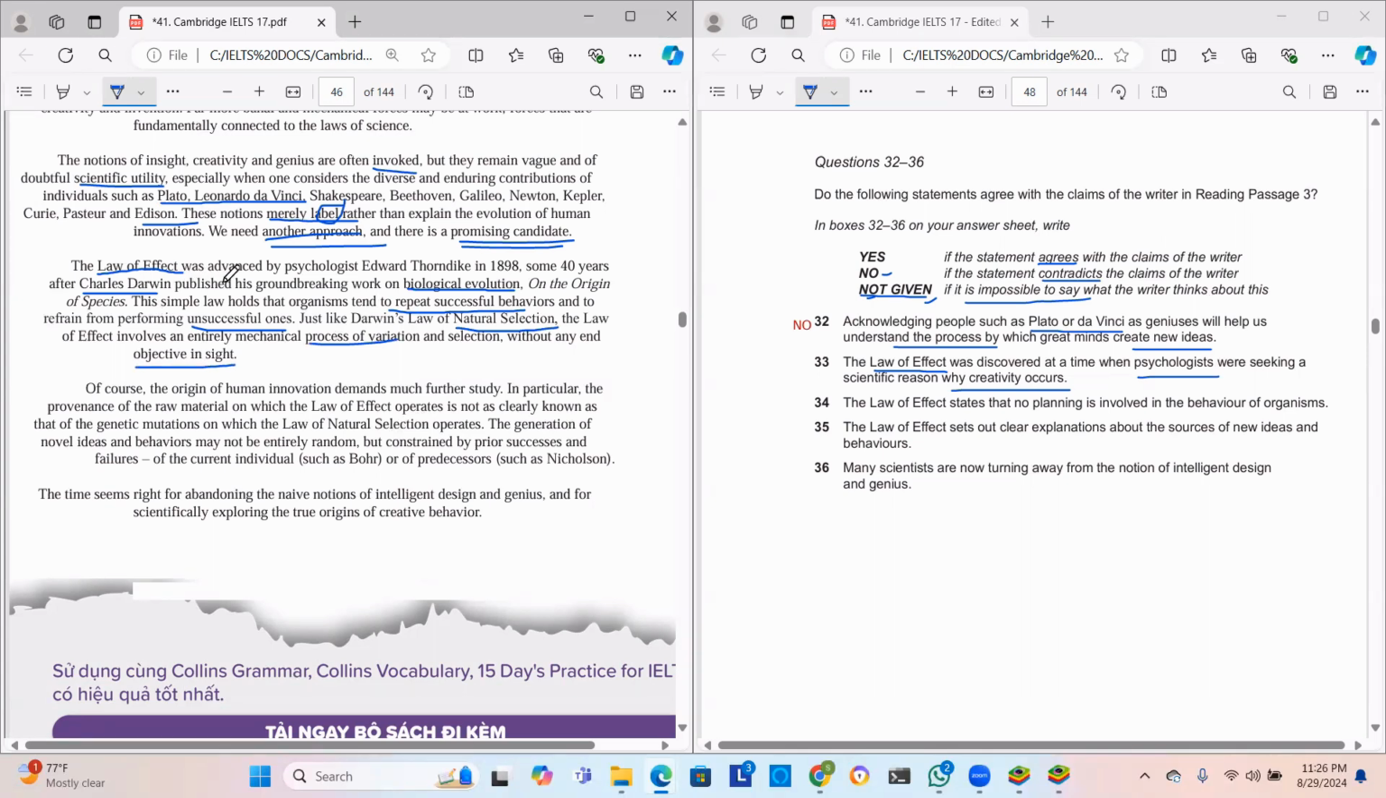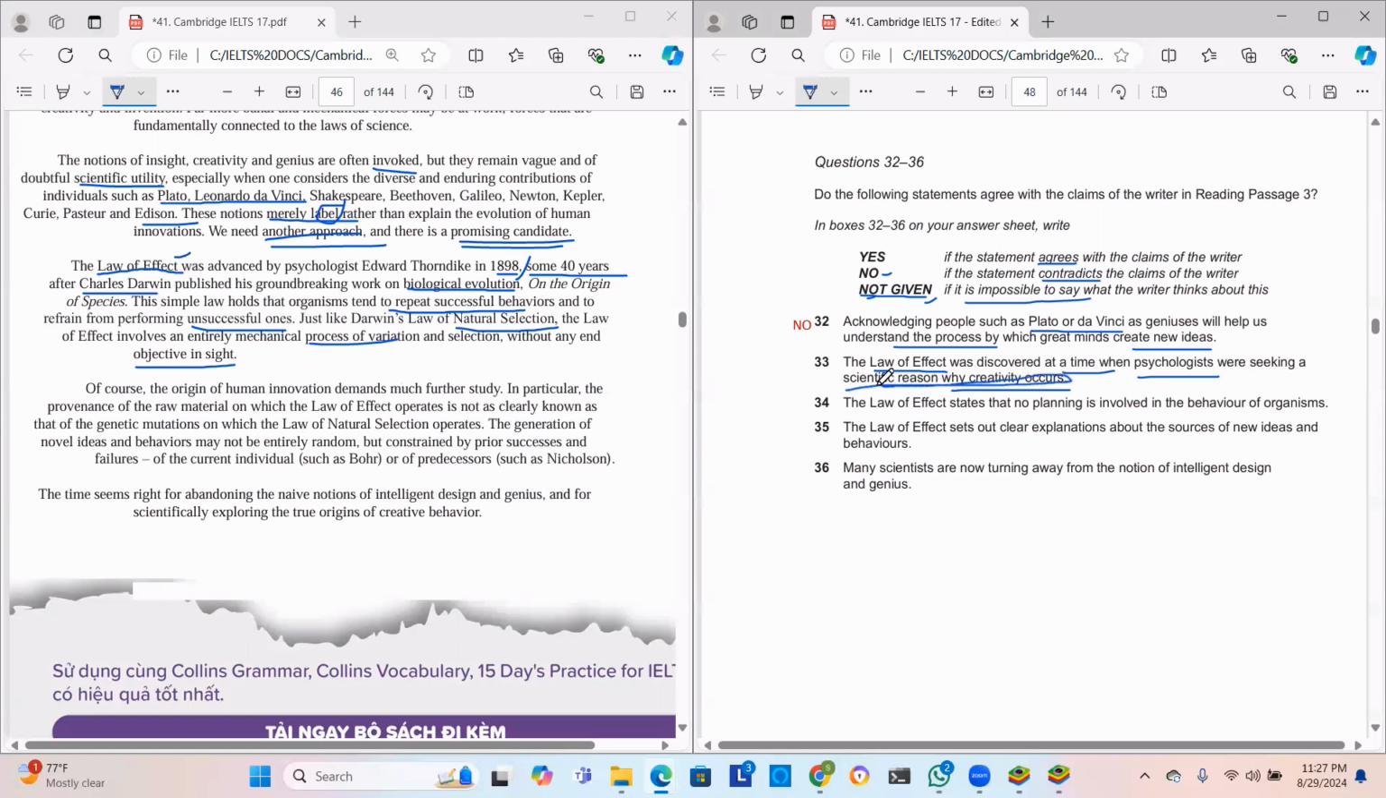The law of effect was advanced by a psychologist in 1898, some 40 years after Darwin published his groundbreaking work on biological evolution. So after Darwin published this book, the law of effect came into the picture. This simple law holds that organisms tend to repeat successful behaviors and refrain from the unsuccessful ones. Just like Darwin's natural selection, the law of effect involves an entirely mechanical process of variation and selection. So what is the question now? The law of effect was discovered at a time when psychologists were seeking a scientific reason why creativity occurs.